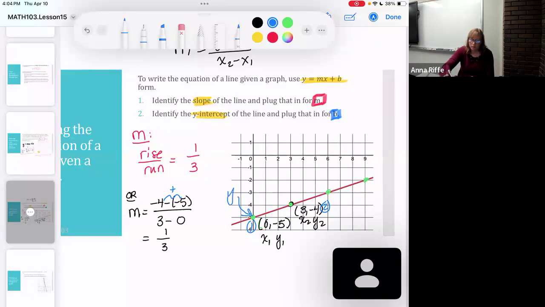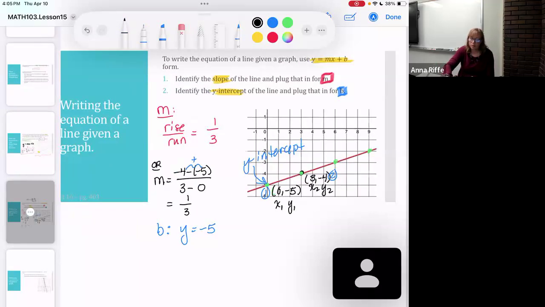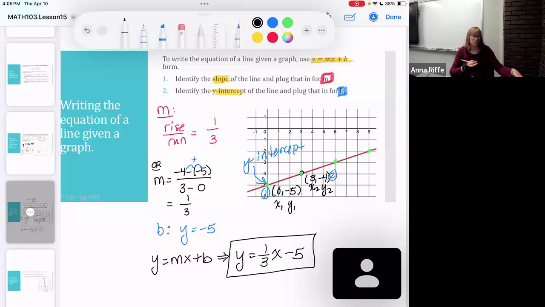The y-intercept. We noted it as an XY pair, but for the purposes of our equation, all I care about is that Y value. It's -5. So we have a slope of 1/3 and a y-intercept of -5. That lets me write my equation. The equation is y = mx + b. If I substitute 1/3 for m and -5 for b, we have our equation.